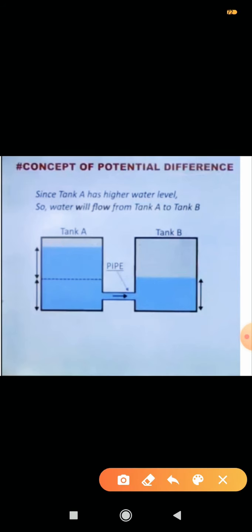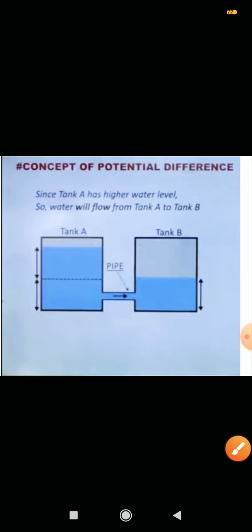But what is the difference? The difference is that in tank A the water level is high and in tank B the water level is low. So this difference is known as potential. The potential is low in tank B and high in tank A. This difference is known as potential difference. That is the concept of potential difference.